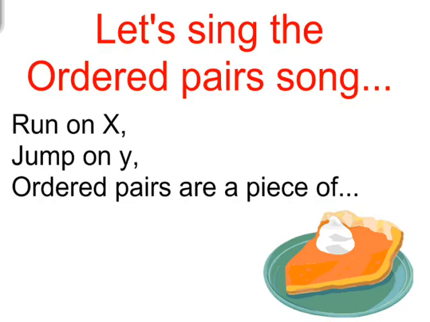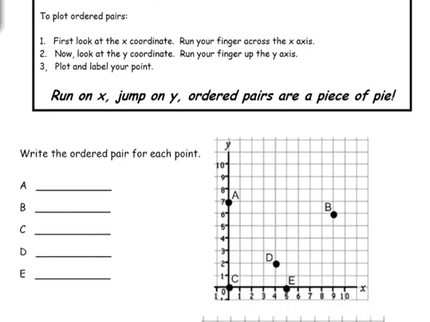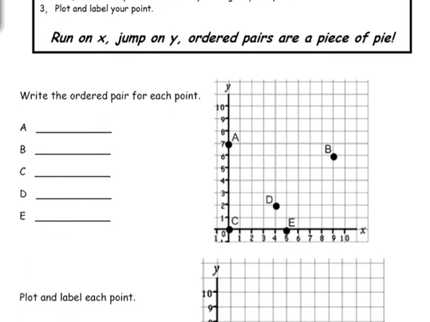There is a little song that I use in my classroom to remember ordered pairs. You run on x, jump on y, ordered pairs are a piece of pie. So why don't we write down the ordered pairs for each of these points.